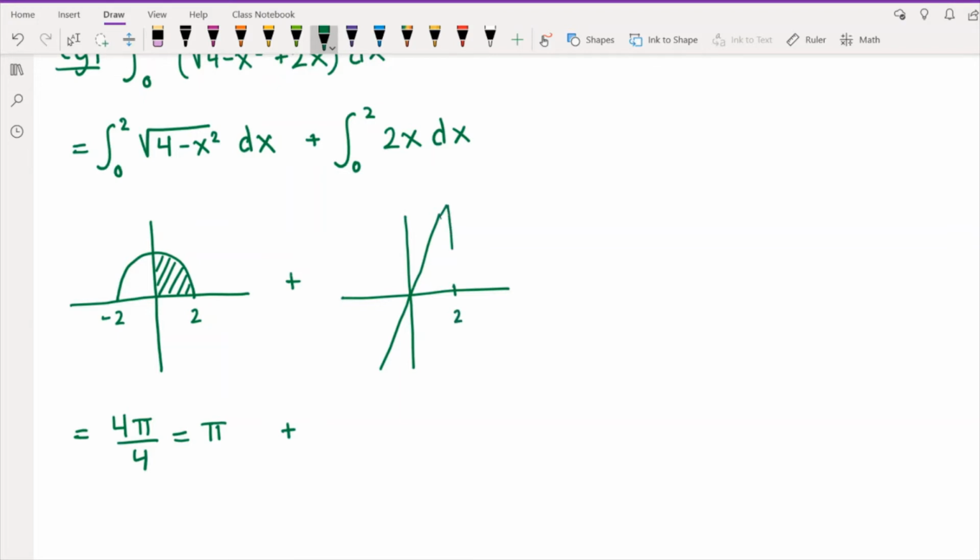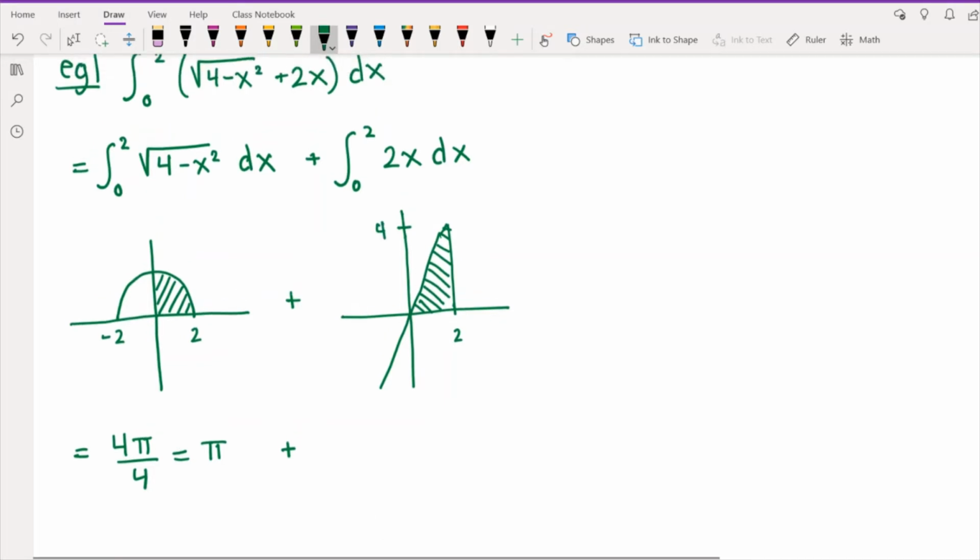So if you were to plug in 2 into this function to figure out the height, you would get 4, right? Because the function is, so here we have, I'll just label these. This is the square root of 4 minus x squared. This function here is y is equal to 2x.